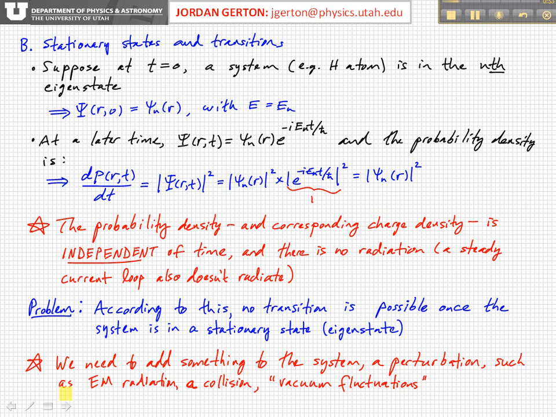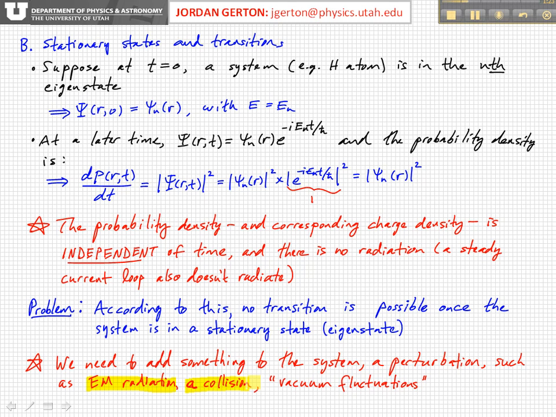We have to add a perturbation to the system, and the perturbation can come in one of a number of forms. It can come as an electromagnetic radiation or an electric field. We can apply an electric field or electromagnetic radiation to the system. It could be a collision. The particles or the atom, for example, the hydrogen atom can collide with another hydrogen atom or something else, and that can create electric and magnetic fields and other forces that can perturb the system.